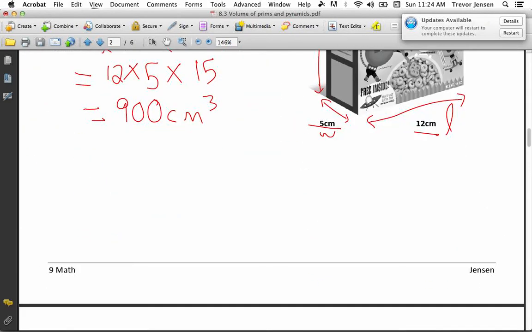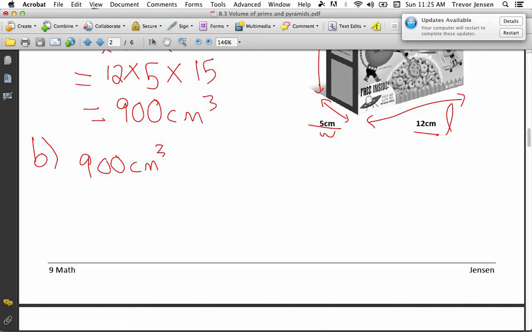Part B says express the capacity in liters. So part B, express the capacity in liters. Well, okay, so I have 900 centimeters cubed. What I need to do, I need to get that into liters. Hopefully you remember what I said before. For every 1 liter, there's 1,000 centimeters cubed. So if I have 900 centimeters cubed, to get that into liters, I must divide by 1,000.